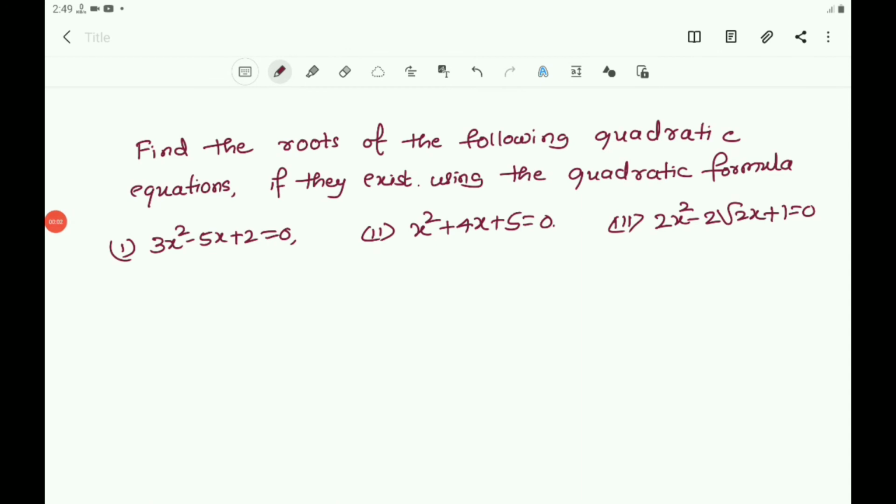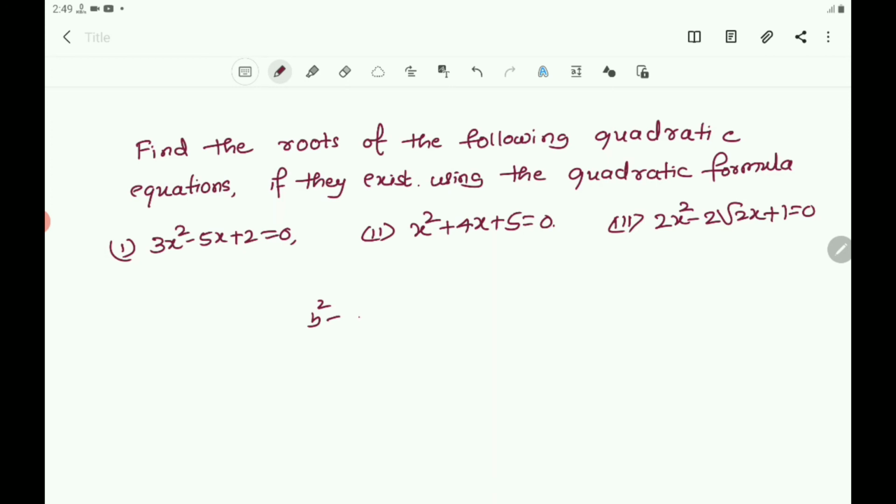Now you take some more examples. Find the roots of the following quadratic equations if they exist using the quadratic formula. Here there is the phrase "if they exist". The roots of the quadratic equation depend upon the value of b square minus 4ac.